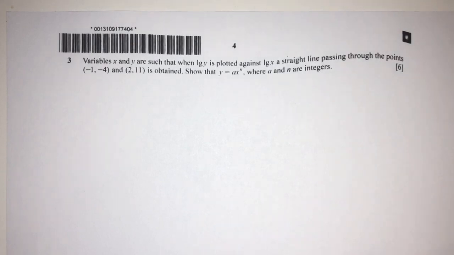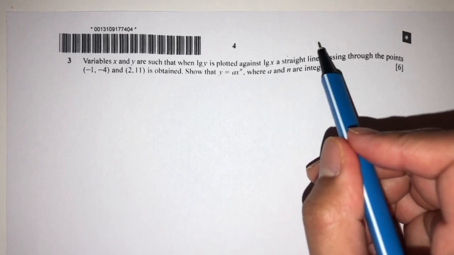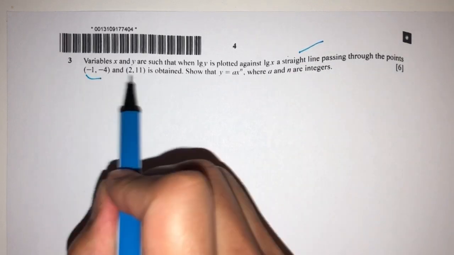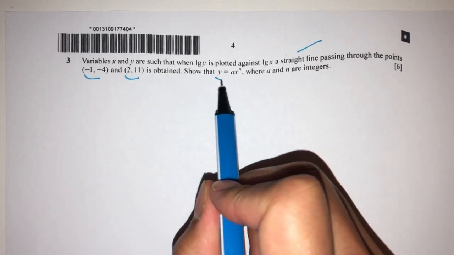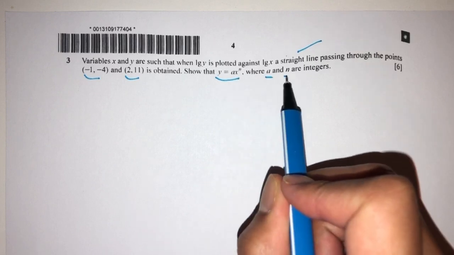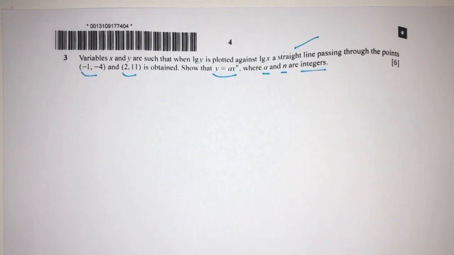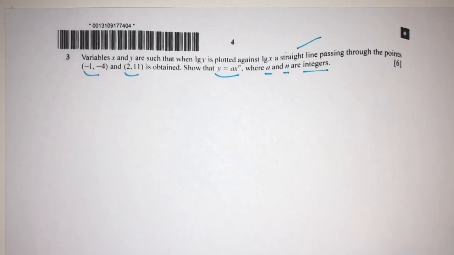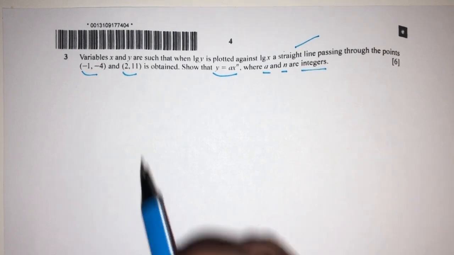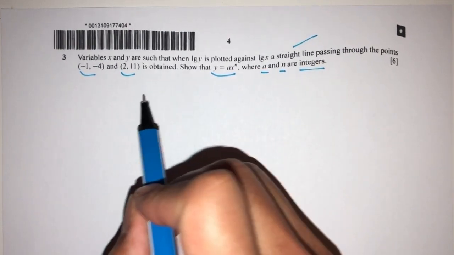Here we have x and y. Then we have log y against log x, with a straight line passing through those 2 points. We have this equation where the values of a and n are integers. The same concepts apply here. By showing this, you can always revert it back to showing log y against log x. You should get the same thing, right? So here we go. I think we did this already.